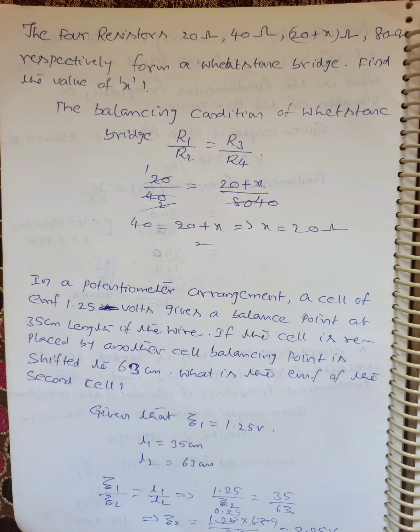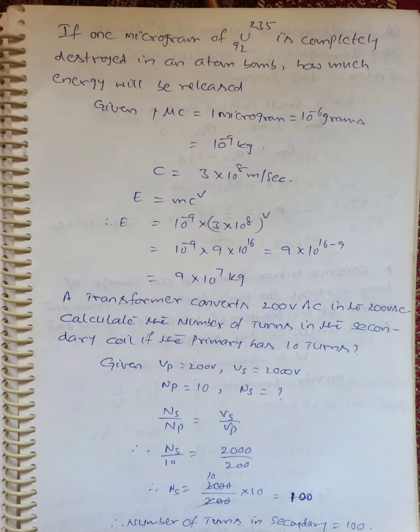Epsilon 1 by epsilon 2 is equal to L1 by L2. On substituting these given values, 1.25 by epsilon 2 is equal to 35 by 63. On simplifying it, we will get epsilon 2 is equal to 2.25 volts. Now let's move on to the next problem.